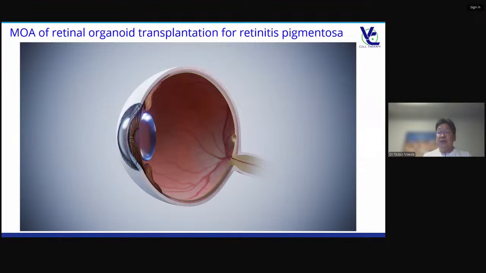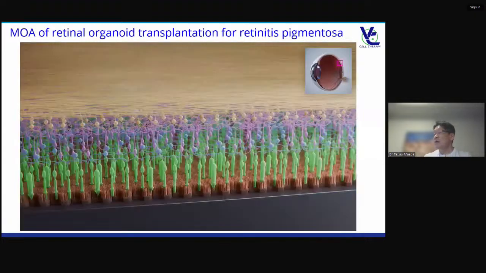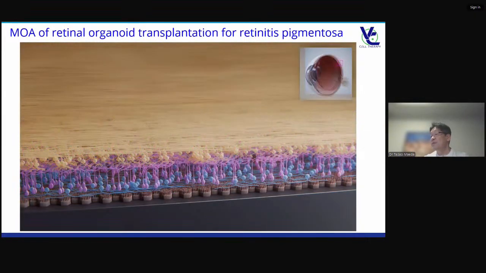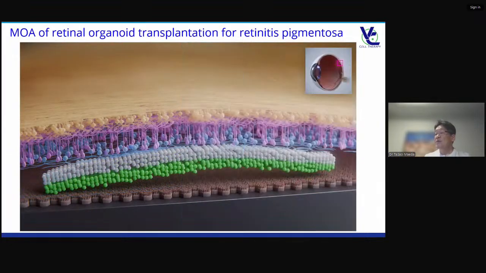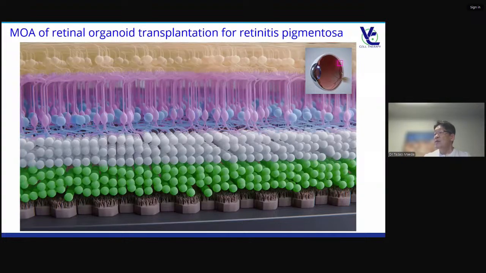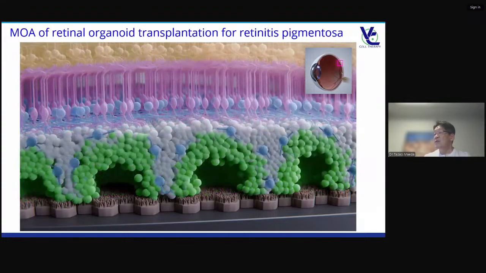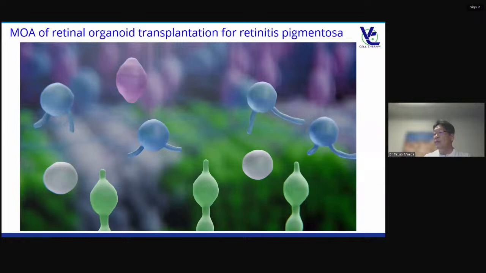To change the subject, this is the MOA movie presenting retinal organoid transplantation for retinitis pigmentosa. Retinitis pigmentosa gradually destroys the photoreceptor cells. We transplanted retinal organoid into the subretinal space. Then retinal organoids mature in the subretinal space after transplantation, making synapse connections with the host secondary neural cells.